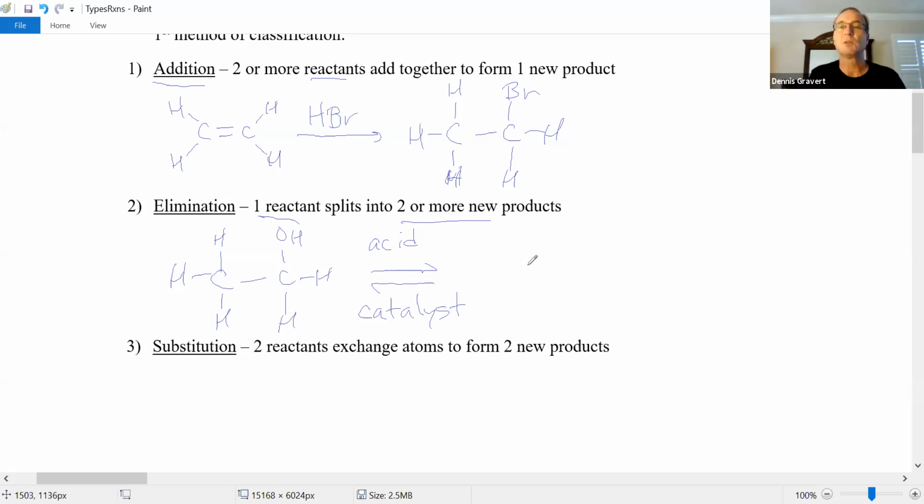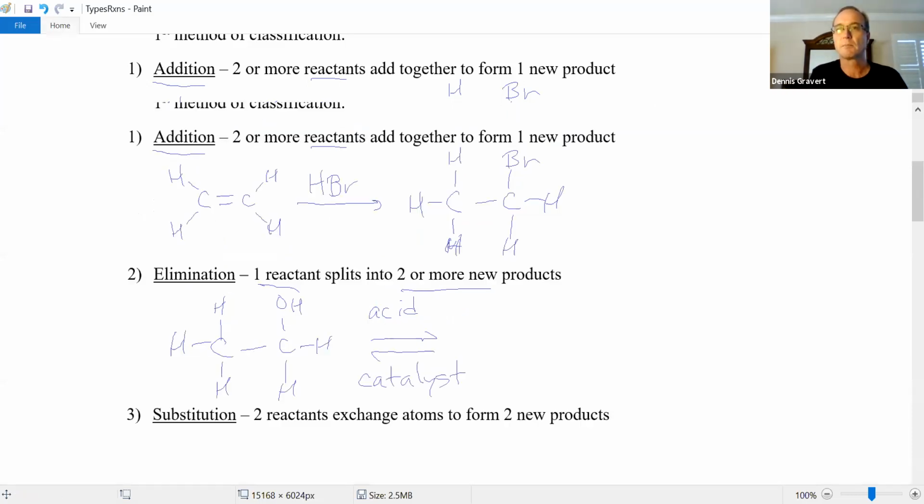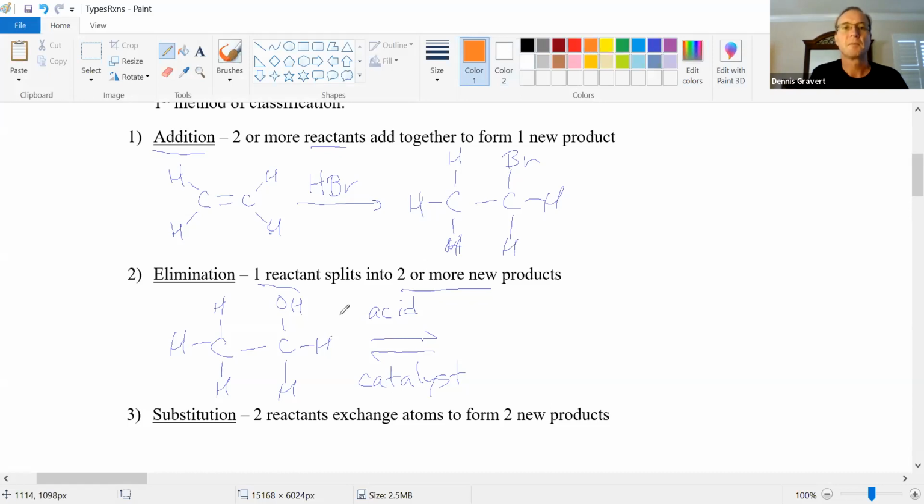And what will happen is you eliminate a water molecule. Let's change the pink color here. An H and an OH will combine to form water.